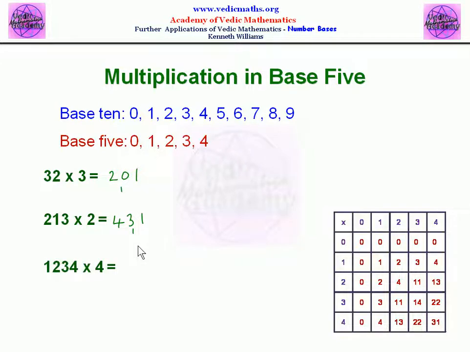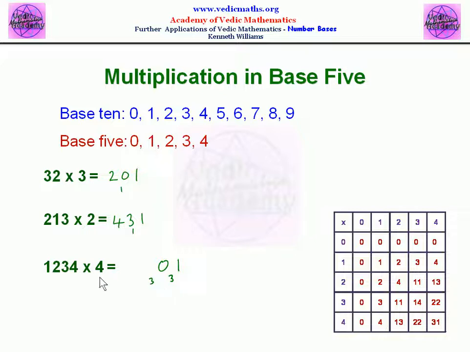1, 2, 3, 4 times 4. So we start with 4 times 4, which is 31. Put down 1, carry 3. 4 times 3 is 22, and we've got to add 3 onto that. Well, you can use your addition chart from before. You can just add on 3 units, one at a time. After 22, you'll get 23, then 24, then 30. So 22 and 3 is 30. Put down 0, carry 3.